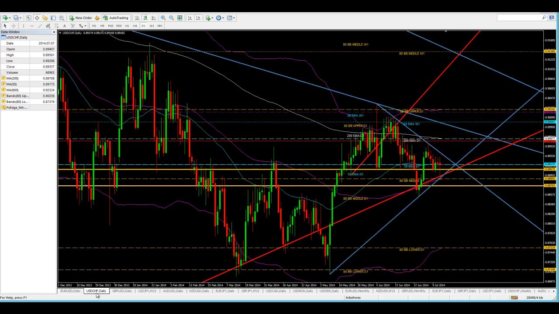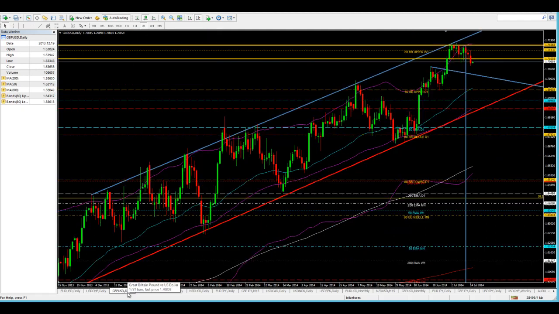Okay, dollar Swiss, I'm going to be looking for a very strong buy off of 0.9000, 0.8897, and a sell off of 0.8935. Pound dollar was in a very nice holding pattern. It was good for good money. If you sold off the top and bought off the lows, you would have made money there.